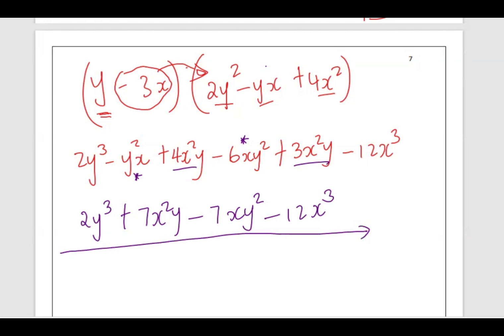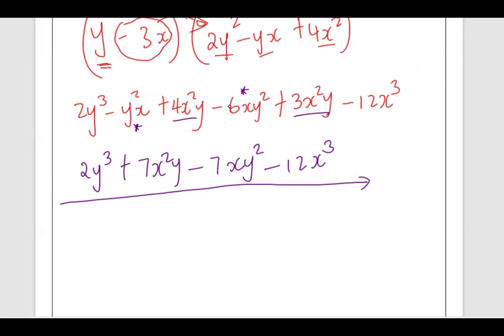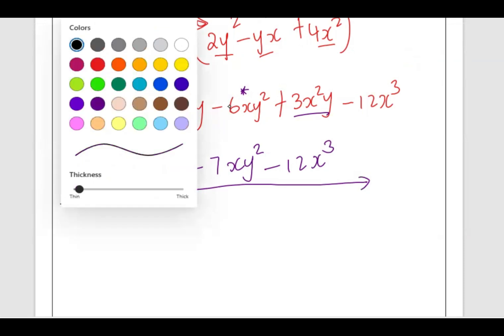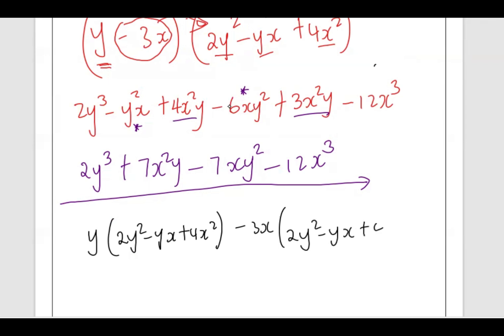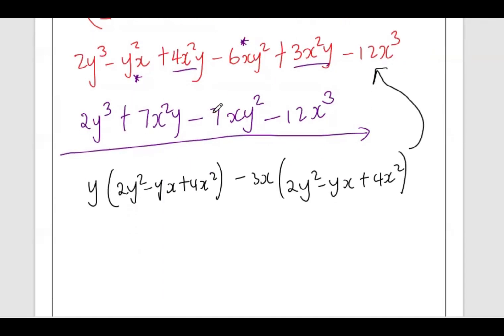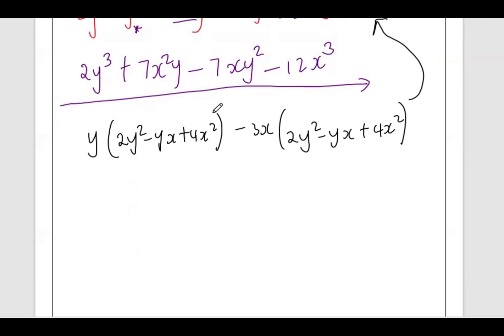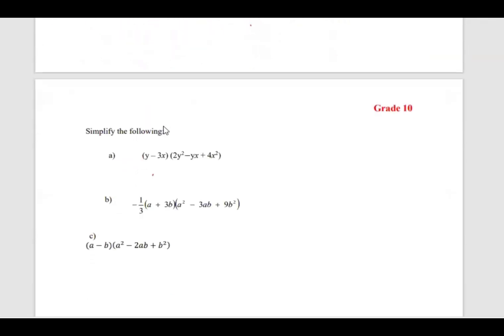Now, if you find this confusing, please feel free to just expand this. Let's say 2y squared minus yx plus 4x squared. Bring the negative 3x here with the same bracket, 2y squared minus yx plus 4x squared. Open up each single term, you're going to get back to that step. Collect the like terms, you'll arrive at the same answer, okay? So that is how we would have worked out that first question.